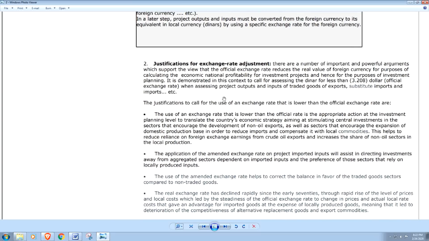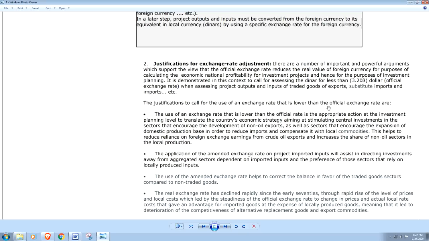The justification to call for the use of an exchange rate that is lower than the official exchange rate are, let me just repeat that again. The justification to call for the use of an exchange rate that is lower than the, what's this say here? Come on, say it together. Ready? Say it with me. Official exchange rate. One more time. Official exchange rate. That's right. What is the official exchange rate?